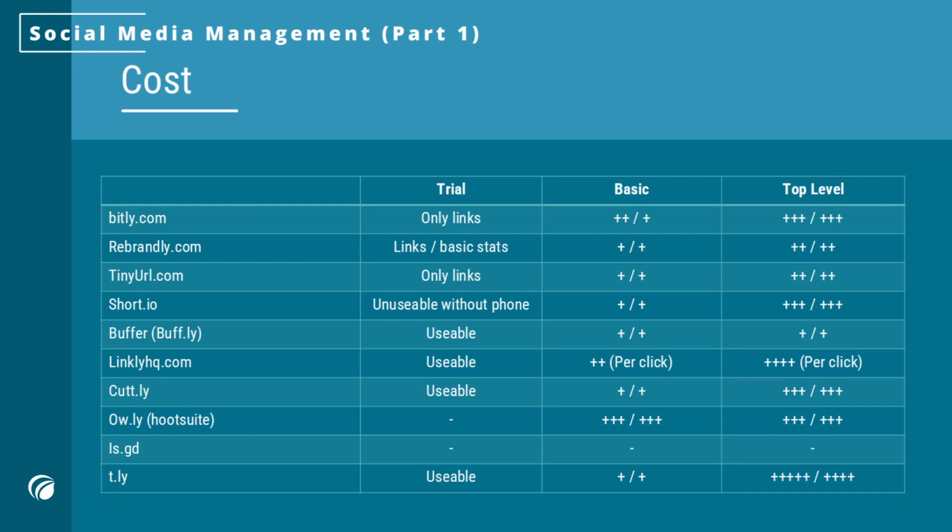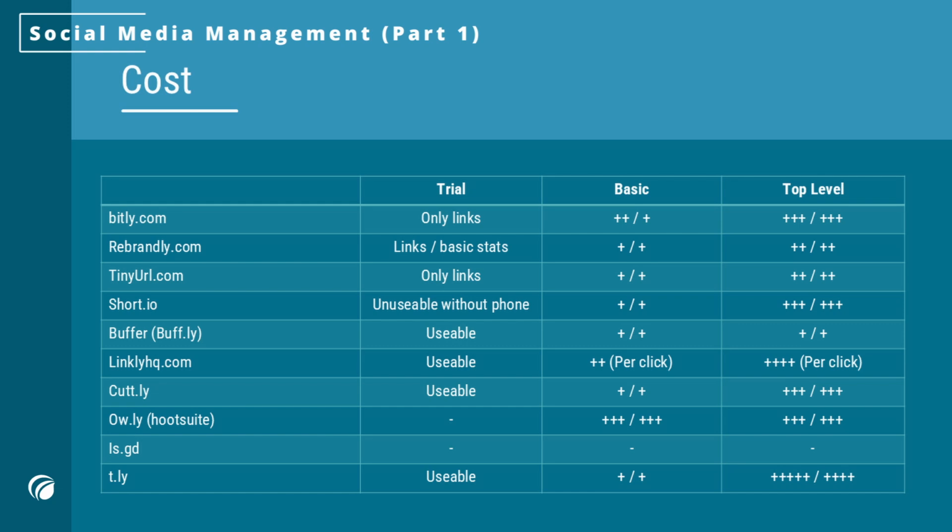Rebrandly, only links are usable and basic stats are working in a trial version. The basic version is reasonably priced, and so is the top version. TinyURL, only links are working in the trial version. Both basic and top level are reasonably priced. Short.io, nothing is working in the trial version without a phone number. Basic version is payable. The top level is a little bit more expensive.